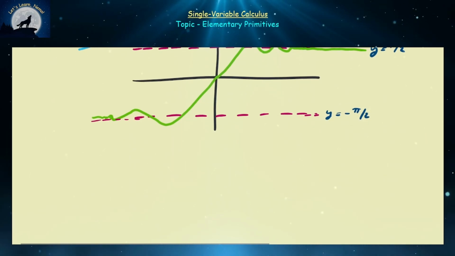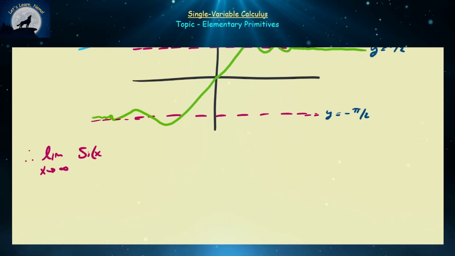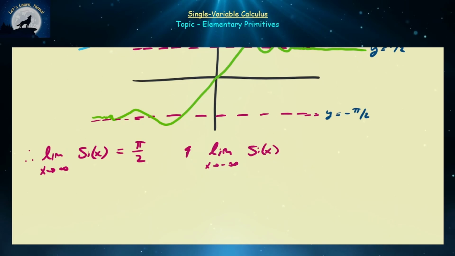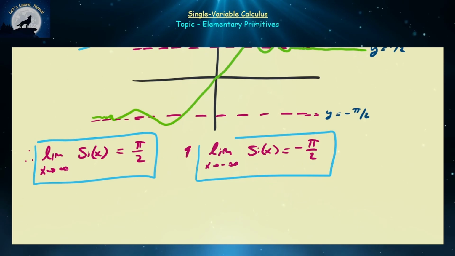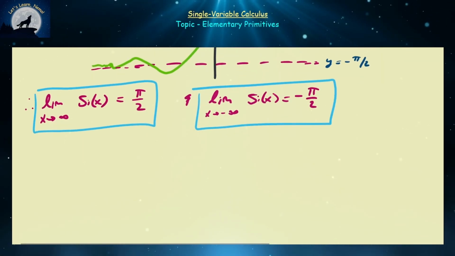So if you take as axiom this particular graph and those particular properties, we have the limit as x approaches infinity of psi of x is equal to pi over 2. And we also have that the limit as x approaches minus infinity of psi of x is equal to minus pi over 2. So there are some nice properties about the sine integral function. But is there anything else that we can get from these limit properties?